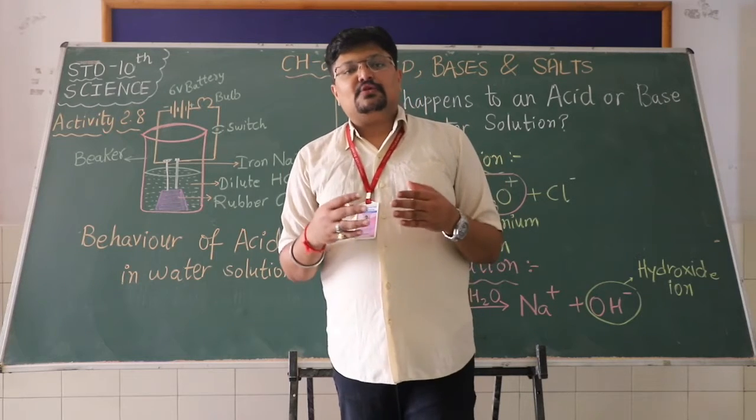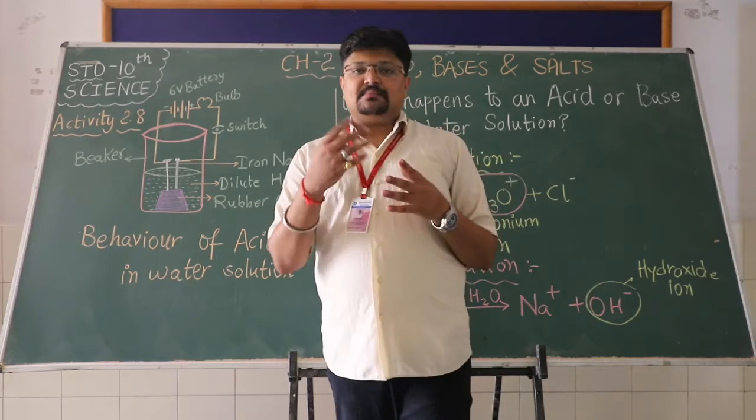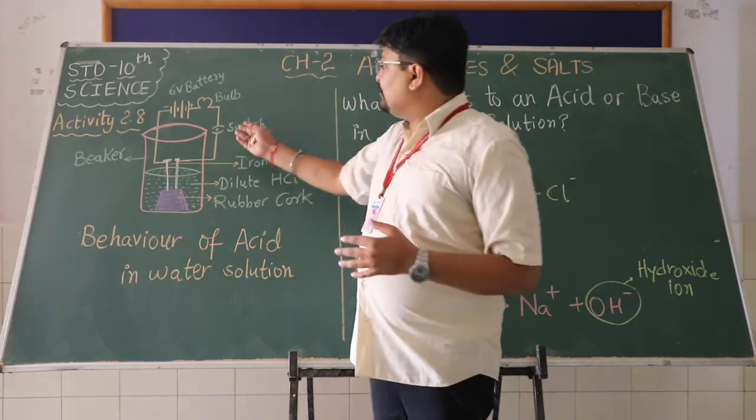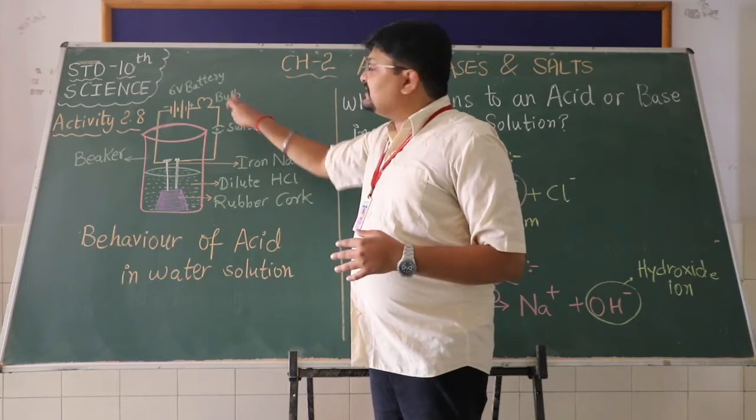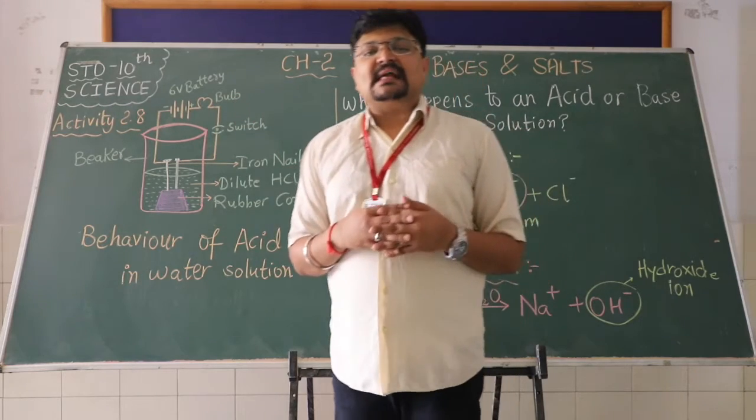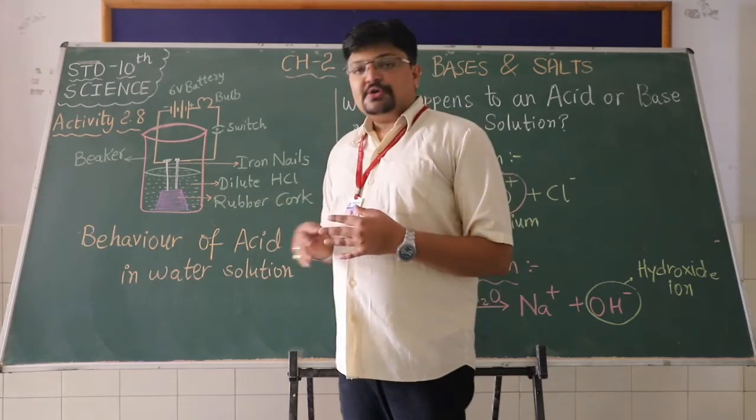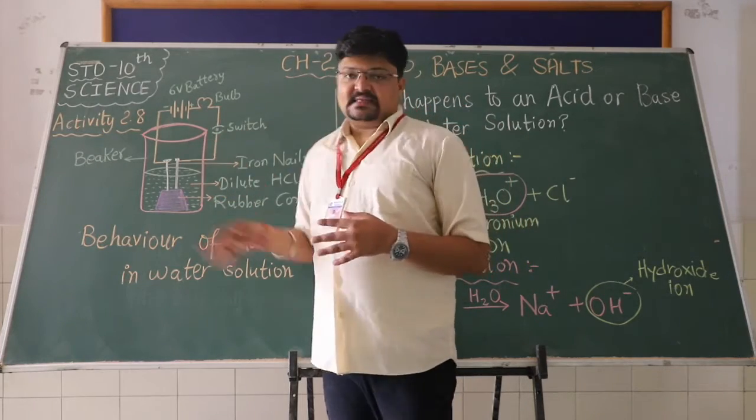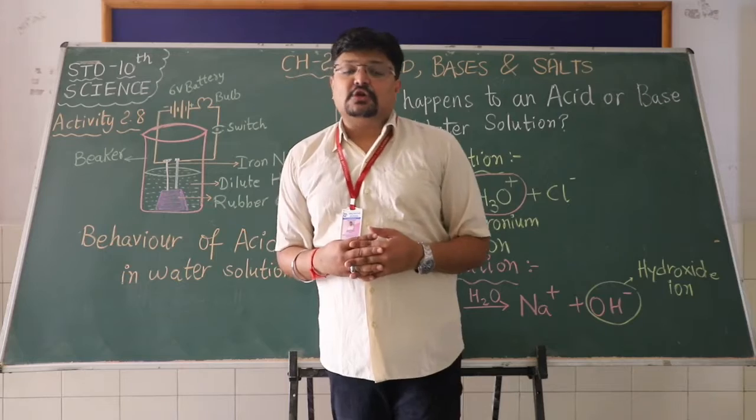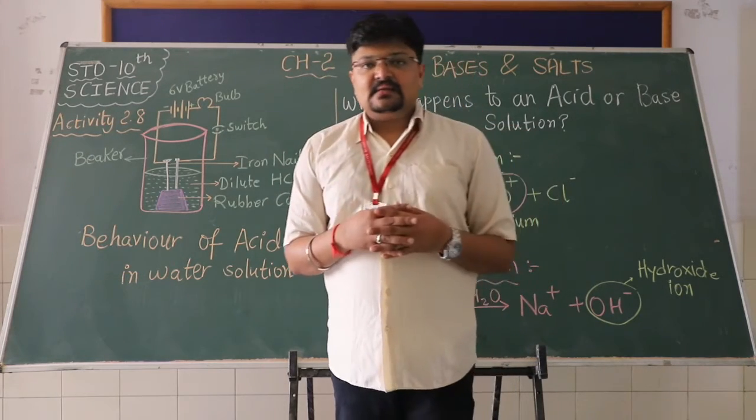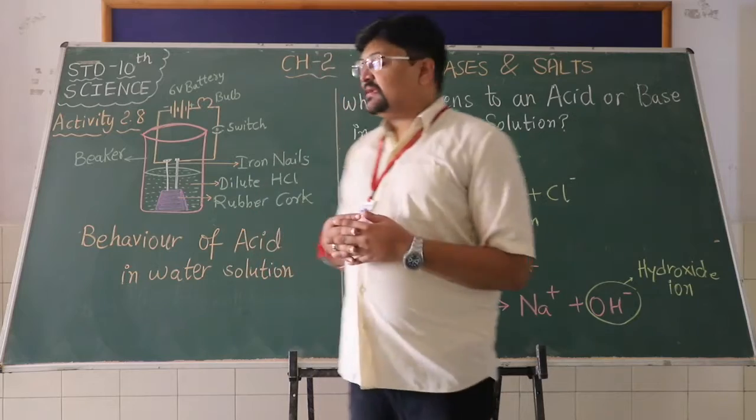Then you can take basic solutions also, for example NaOH, KOH. Then you can see whether the bulb is glowing or not. If the bulb is glowing, that means there is a flow of ions inside the solution, due to which it conducts electricity. So basically acidic solutions are good conductors of electricity. This is explained in the next activity.